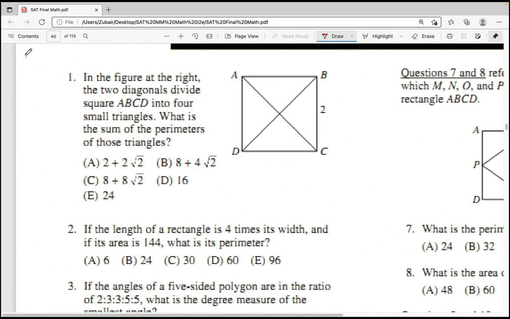Isn't it just 8 plus 4 root 2? You're talking about this B. Yeah. Okay, let's wait for the second answer. One minute, sir. Wait, are all the triangles equal? All the triangles are equal, yes.